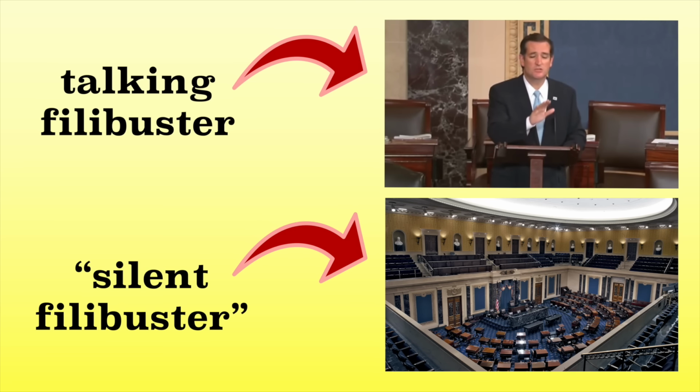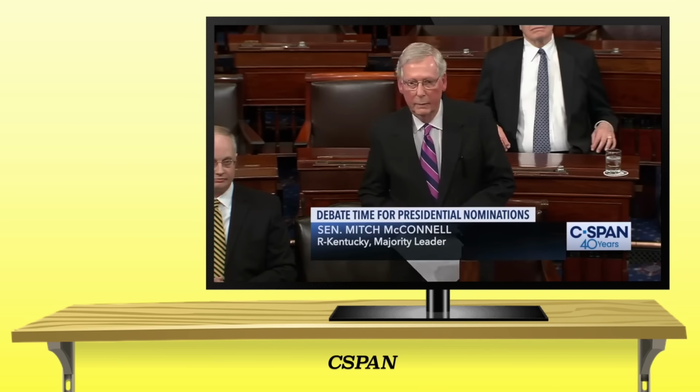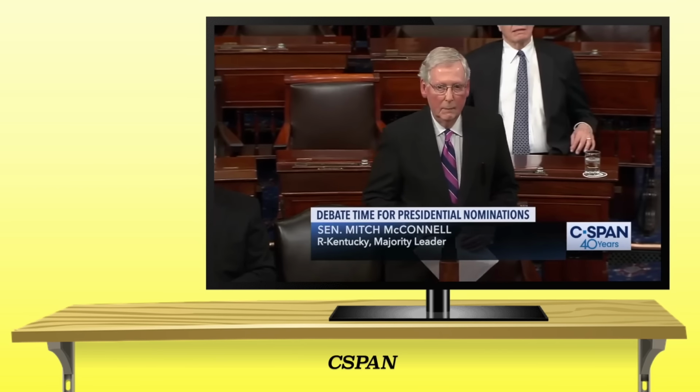They can just literally stay home to prevent a vote on a bill. Not only that, debate doesn't even have to begin. Now, there have been cloture vote exceptions over the years.